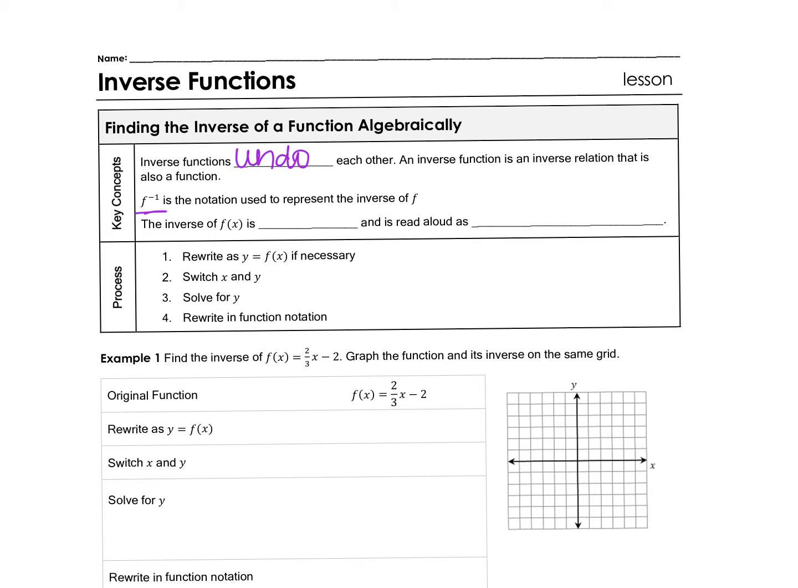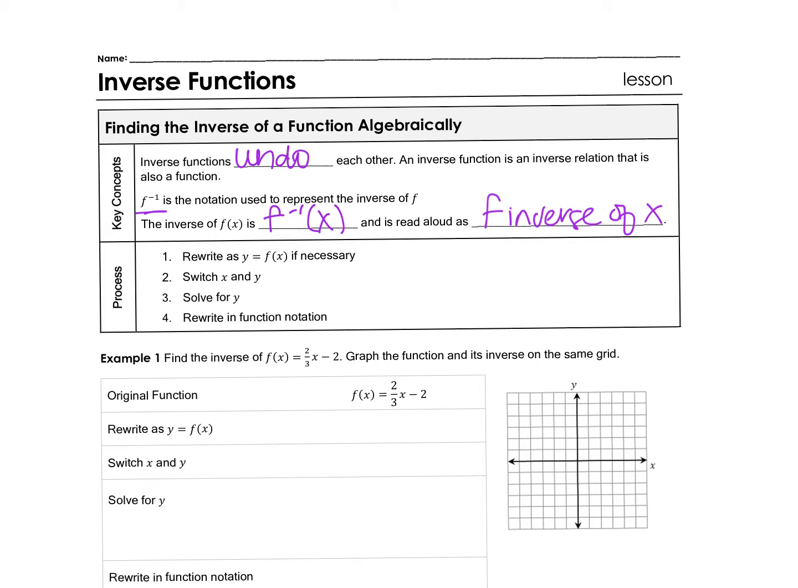So the inverse of f of x is that notation: f to the -1 of x. You read that as f inverse of x.